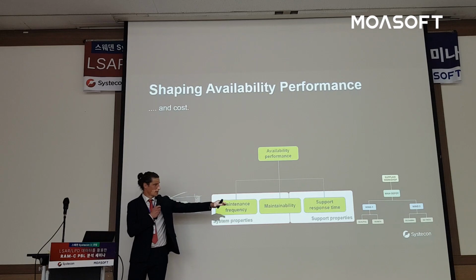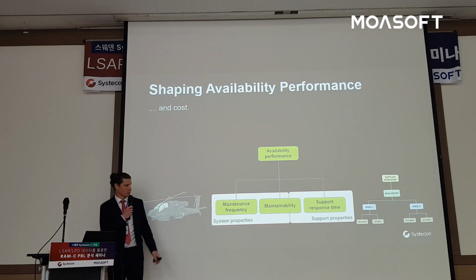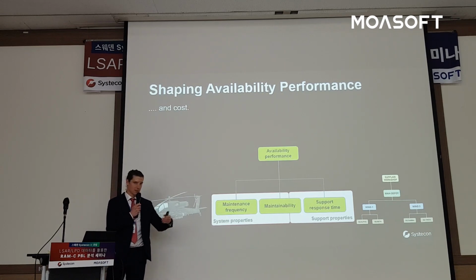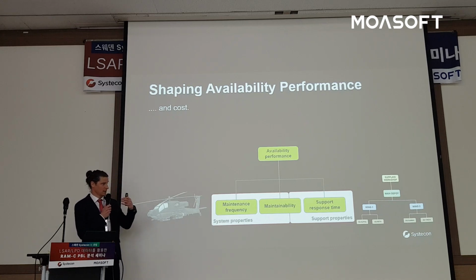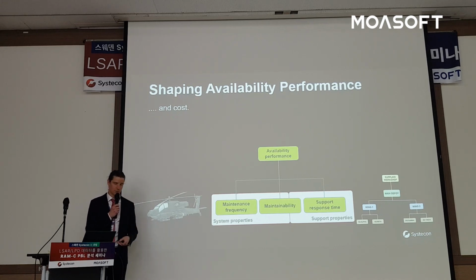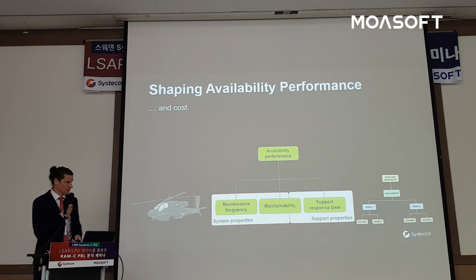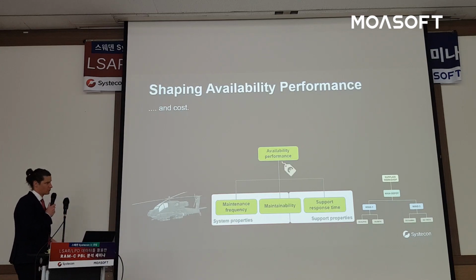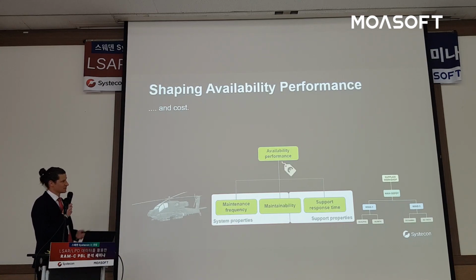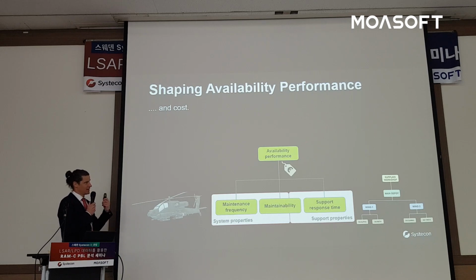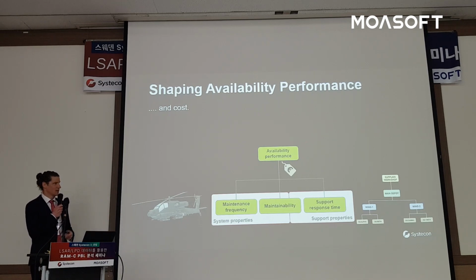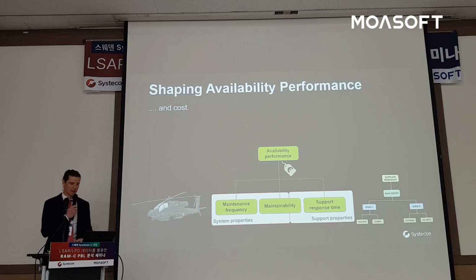And then on the other hand, we have the response time from our support organization. We need spare parts, and we need maintenance resources and facilities, etc., to be able to perform the maintenance. So this all comes with a cost, of course. So we cannot really decide on availability performance without keeping that cost in mind.